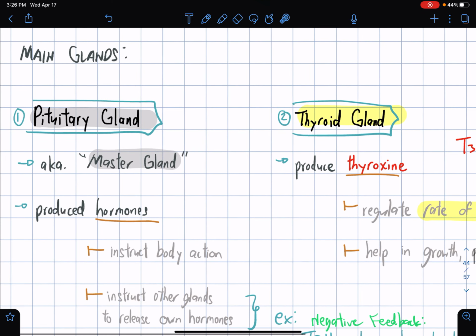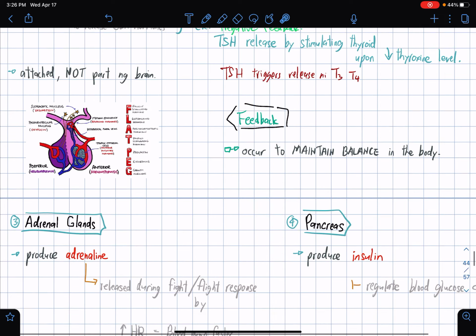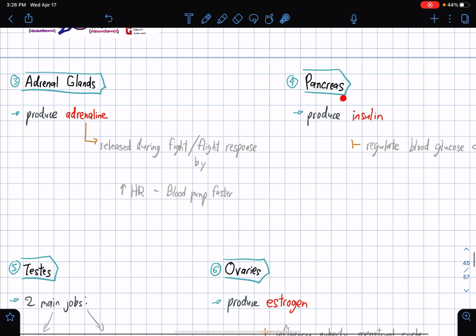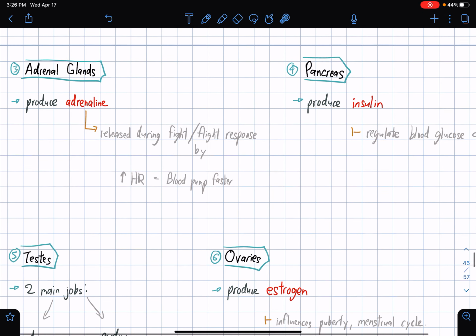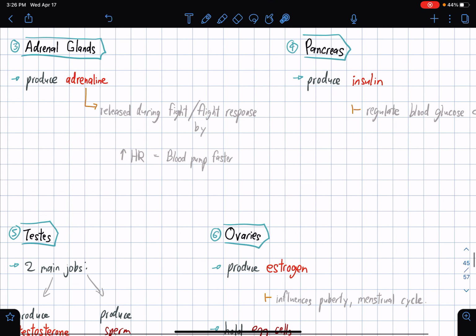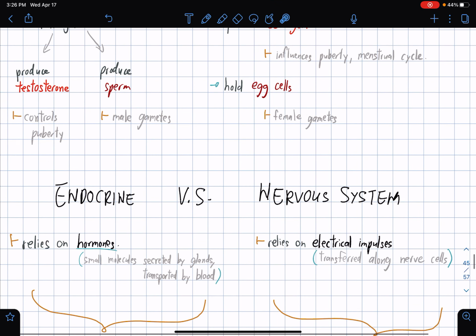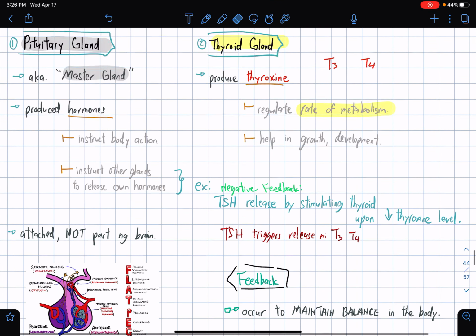So what are the main glands that we have in the system? We have the pituitary, the thyroid gland, the adrenal glands, the pancreas itself is a gland, I think, as well as the testes and the ovaries. So we have 6 basically.